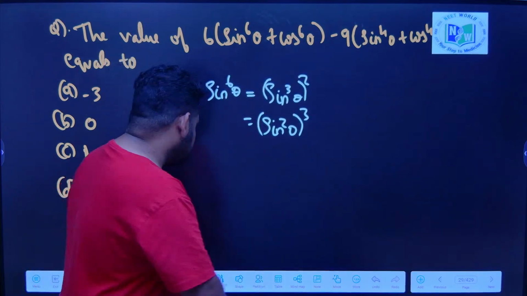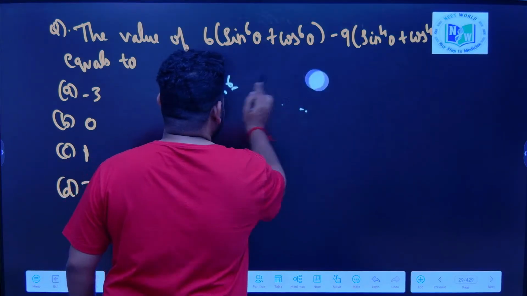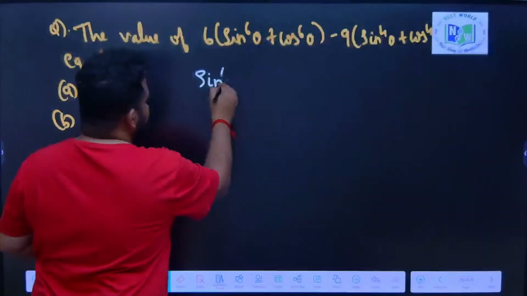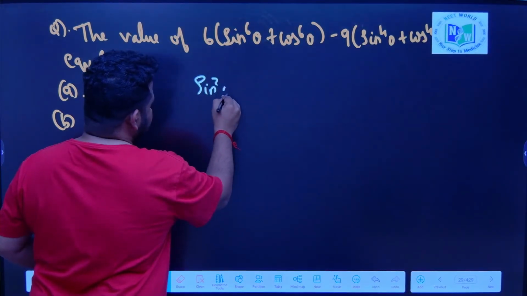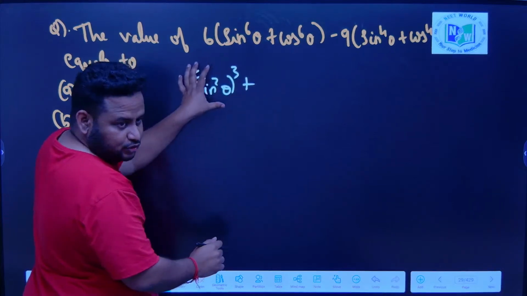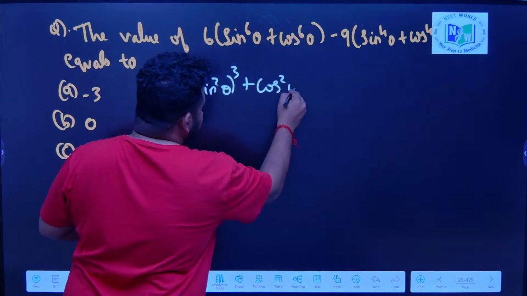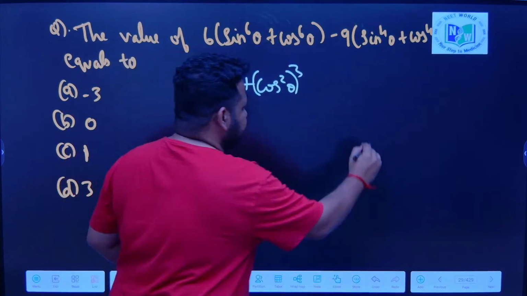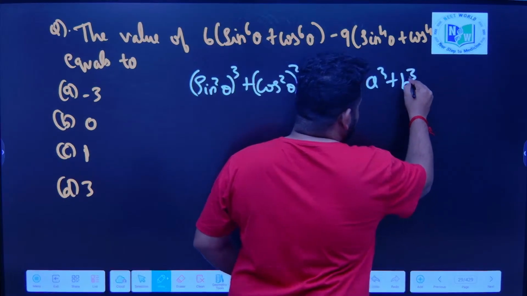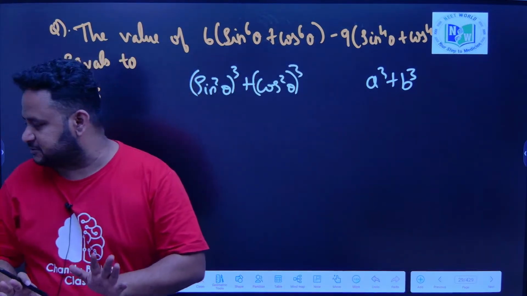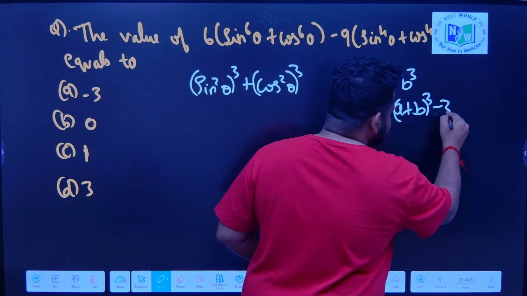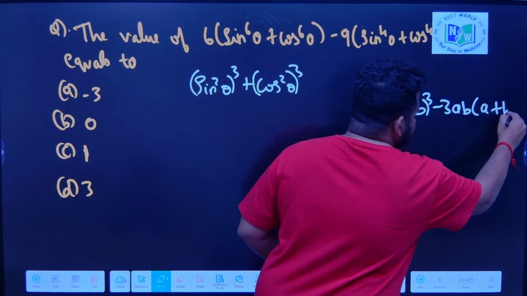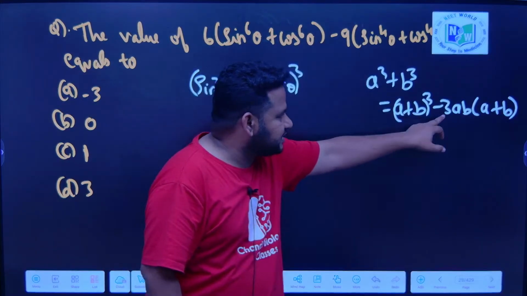Okay, understood? So this will transform into what? Forget about the 6 for now; let me take what is given. Sine power 6, I can write as sine square theta whole cube, plus cos square theta whole cube. This is nothing but a cube plus b cube. We have a formula for a cube plus b cube, that is equal to a plus b whole cube minus 3ab into a plus b.